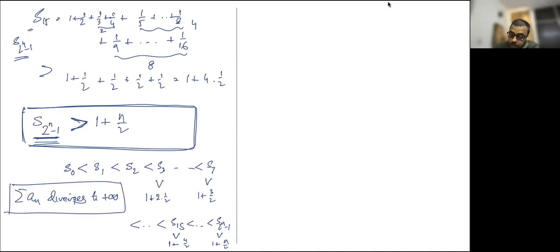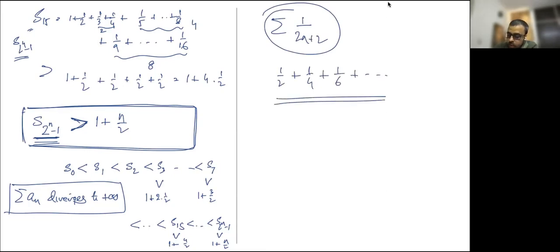And since this series diverges, if you are looking at, let's say, something like this, 2n plus 2, this series will also diverge, because this is nothing but half times the original series. The original diverges, so this will diverge to plus infinity.